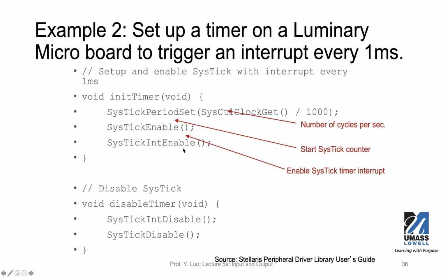And then we enable the timer interrupt. So the timer will start working. And once the timer expires, it will generate interrupts. On the other hand, if we want to disable the timer, we'll just disable the system tick. Then we'll call this function and do the reverse.